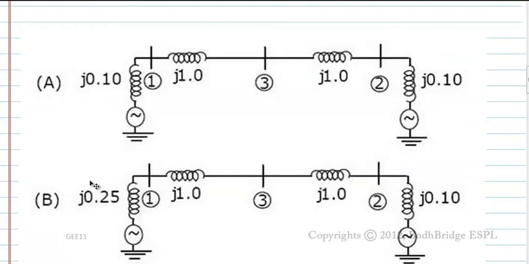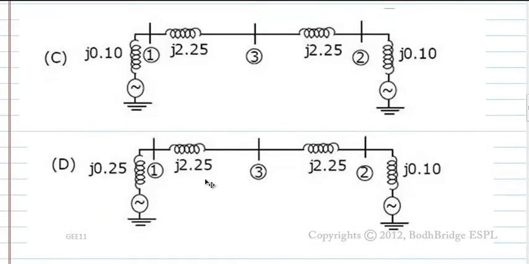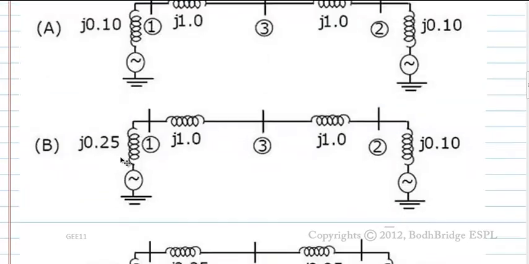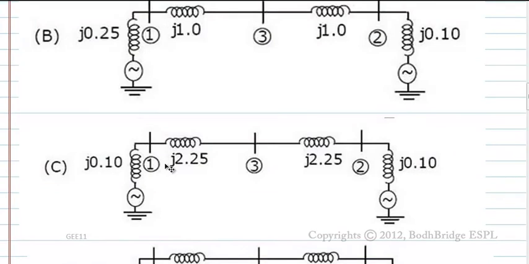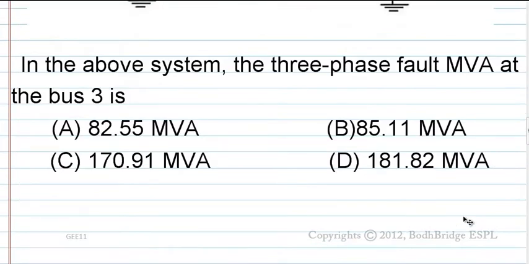options are A and B are here, and the difference between A and B is the generator 1 impedance values. C and D, for this also the difference is generator 1 impedance, and the difference between AB and CD is the line impedances. Second question. In the above system, the three-phase fault MVA at the bus 3 is, options are A 82.55 MVA, B 85.11 MVA, C 170.91 MVA, D 181.82 MVA.